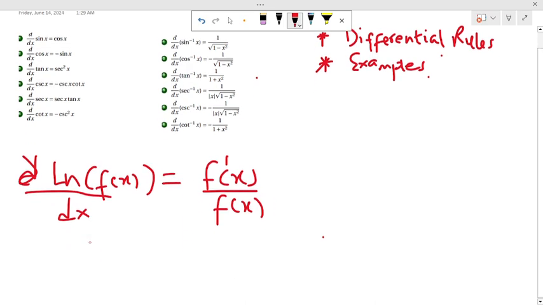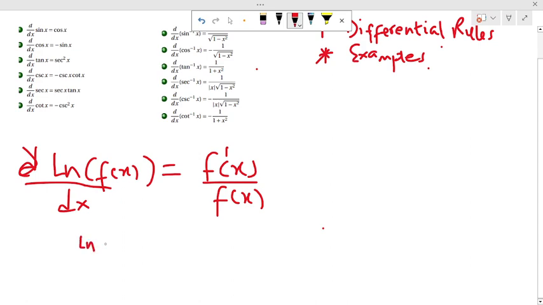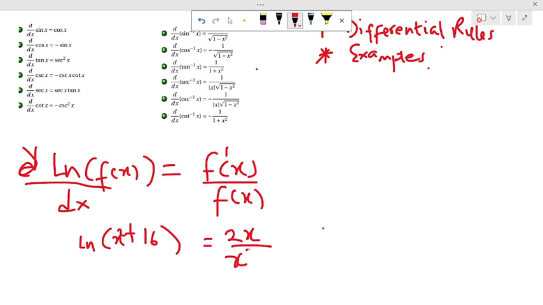So let's take an example. Let's say we have ln of x squared plus 16. When we differentiate the inner one, x squared plus 16, we get 2x, and we divide it by the original function, which is x squared plus 16. So this is how to differentiate ln.